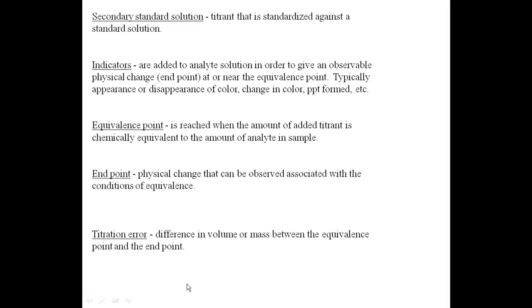Other ways is that you can do a blank, meaning no analyte, run the experiment and see how much volume it takes to get to that color change, and then subtract that from your volume in your experiment and get your value. Or you can do a back titration, which means once you get the color change, you then add analyte to it to see how much volume it takes to get back to colorless, and then account that into your calculation as well.